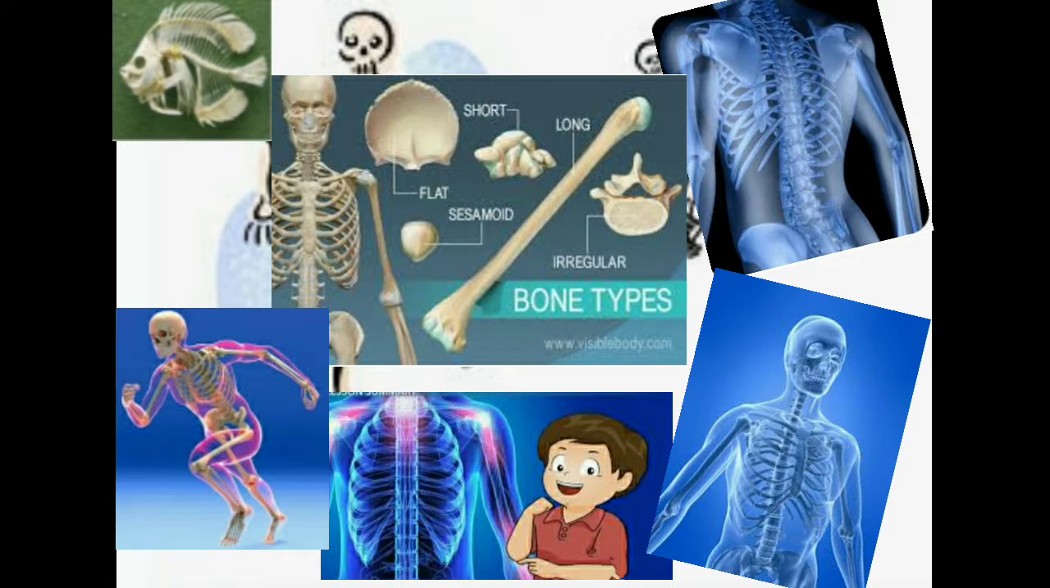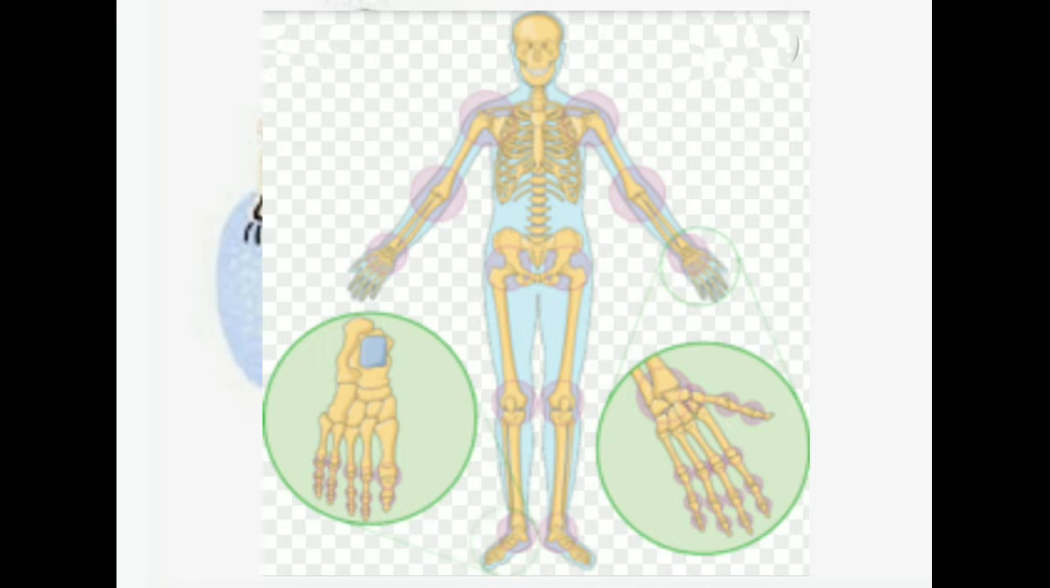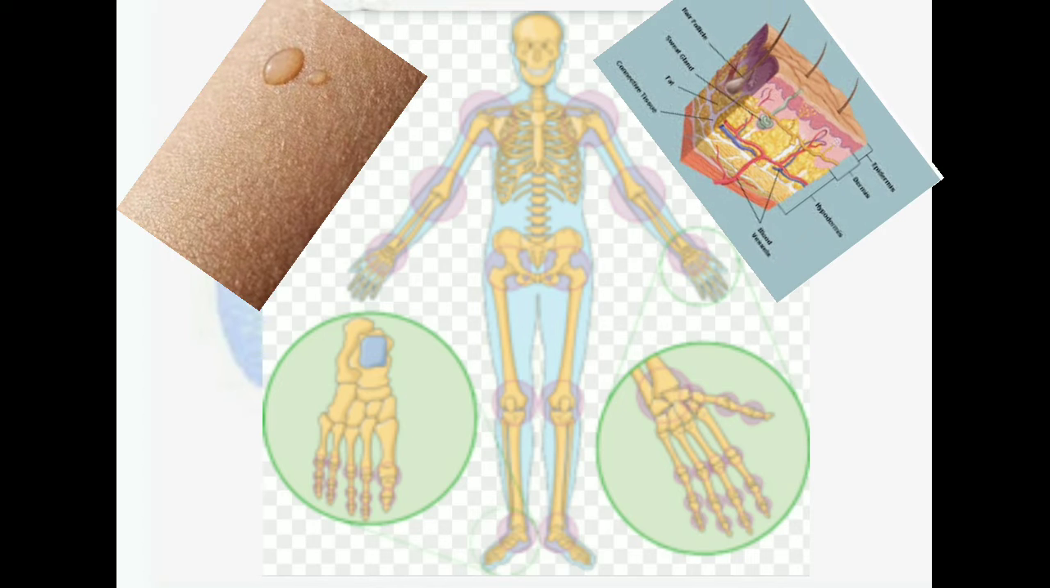In the previous class, we discussed several aspects of our skeletal system, like the types of bones, classification of the human skeletal system, fracture, X-rays, etc. In today's class, we will be discussing joints and another important organ of our body, that is skin. So let's get started.